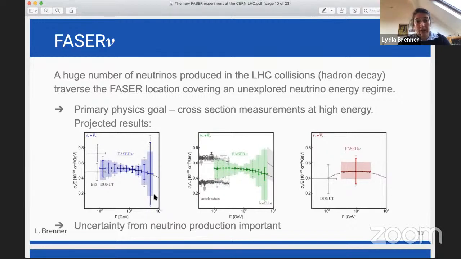So the primary physics goal here is to measure the cross-section at high energy. Here you can see the projected results on the left for the electron neutrino, in the middle for the muon neutrino, and on the right for the tau neutrino. Actually, after a small update on our detector, this middle plot is not quite accurate anymore, because with our new upgrade, we should be able to measure the muon neutrino and the anti-muon neutrino cross-section separately, which isn't shown yet in this plot. The most important uncertainty for this measurement comes from the neutrino production.